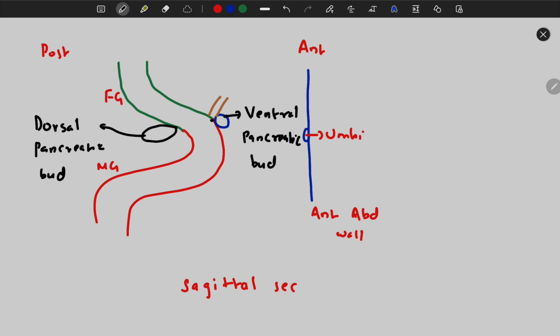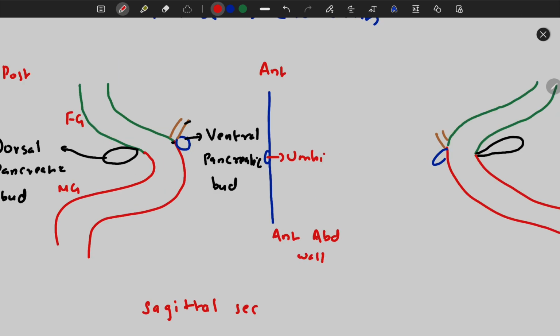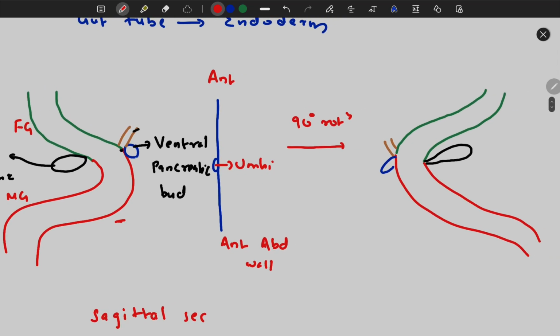You can see that here there is the ventral pancreatic bud. It is developing ventrally from the junction of the foregut and the midgut tube. In the same way, this is the primitive bile duct, which is also deriving from the junction of foregut and midgut. Here you can see this loop is facing anteriorly. Now it goes for a 90-degree rotation towards the right. When it rotates 90 degrees towards the right, the ventral pancreatic bud will be facing towards the right, whereas the dorsal pancreatic bud will be facing towards the left.